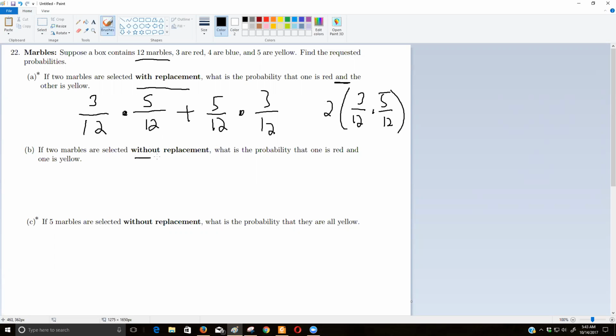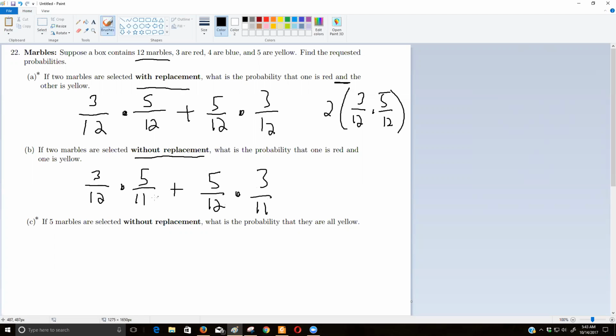Now, what happens if I'm not replacing the marbles? I'm not putting them back in. So it's the same kind of deal. I know I'm going to find 2 probabilities, and I'm going to have to add them. But what changes with this one is, if I have 3 red marbles at first and I'm not going to put it back in, that means there's only 11 marbles left in the box. And then the same deal happens over here: 5 out of 12 times 3 out of 11.